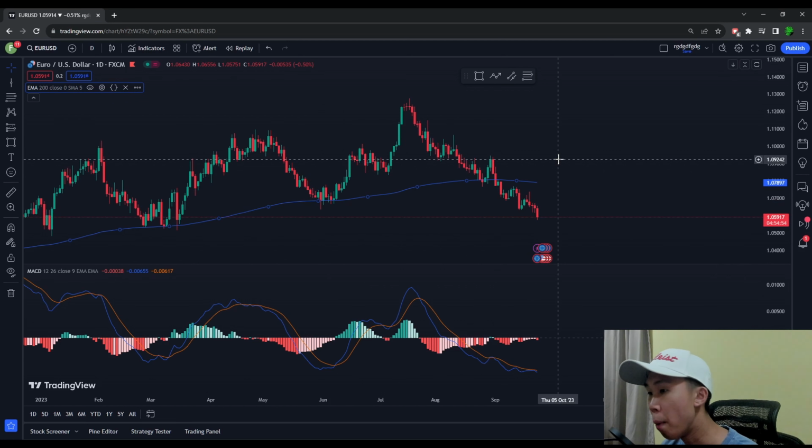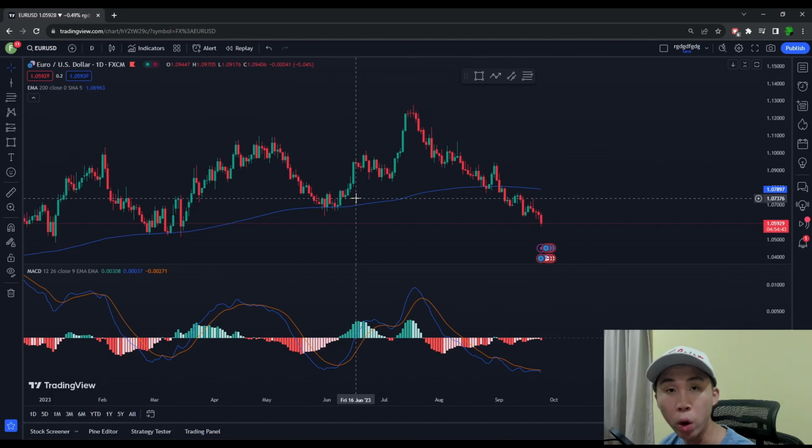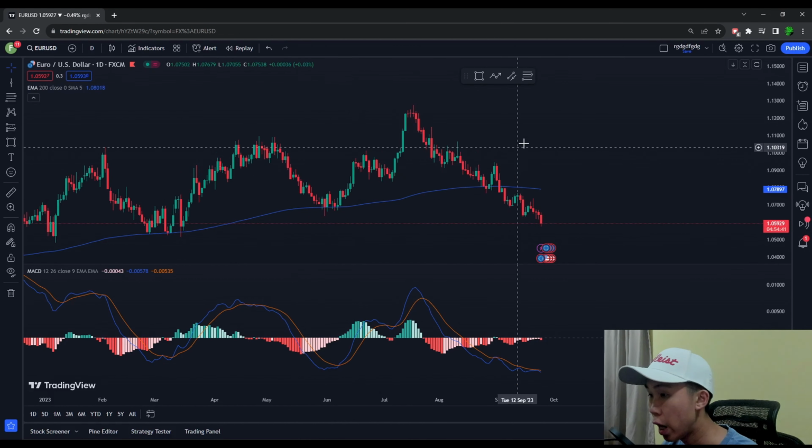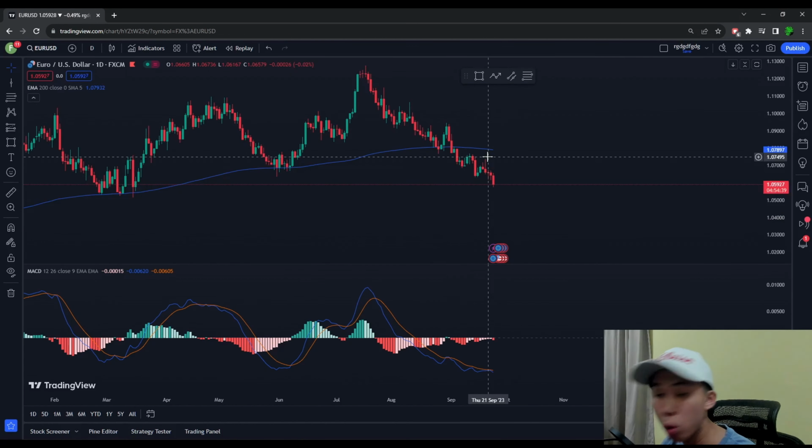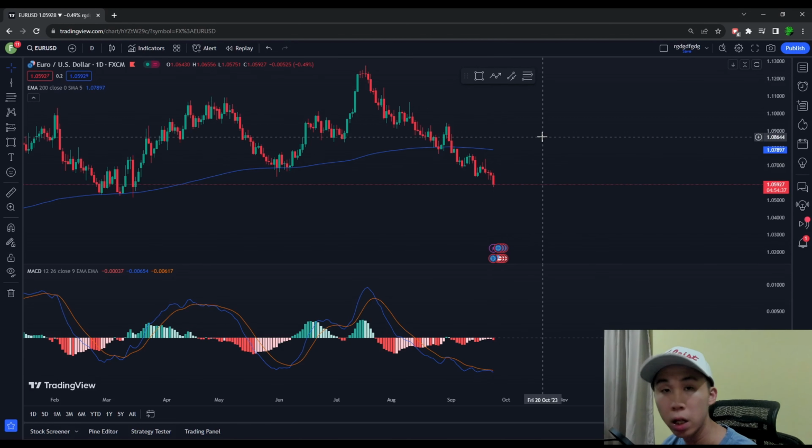So now, what about this 200 moving average? The 200 moving average is actually a very good moving average to help tell you what trend it is right now. If the price is above the 200 moving average, it's an uptrend. If the price is below the 200 moving average, it's a downtrend.